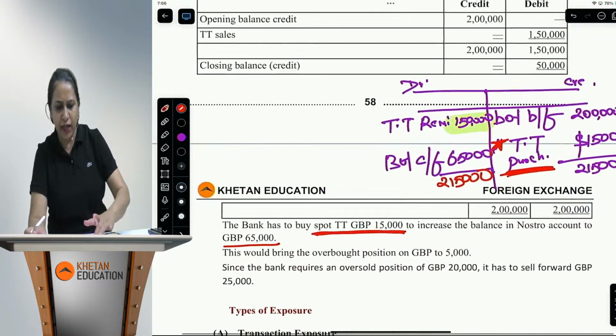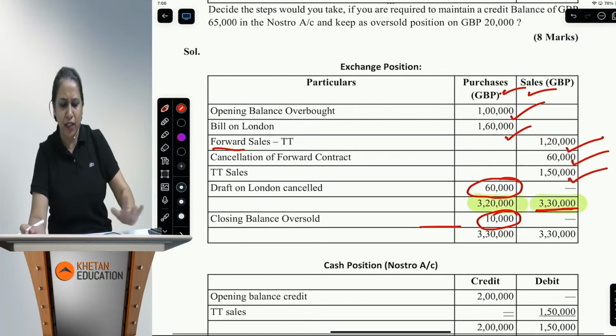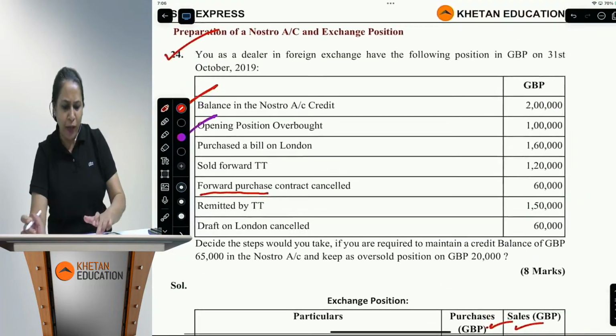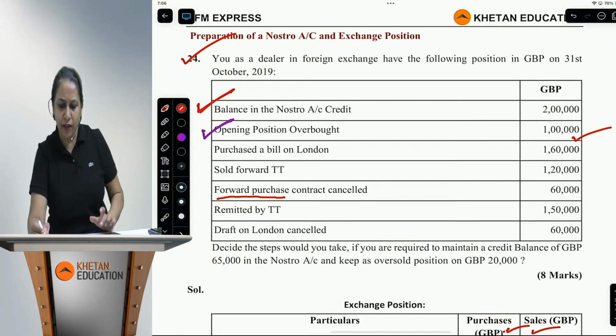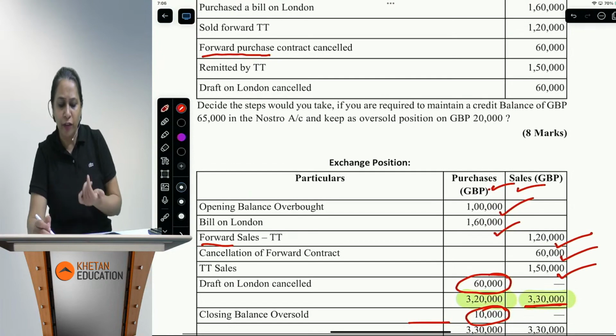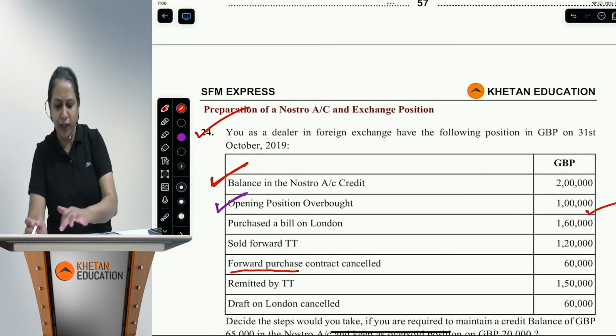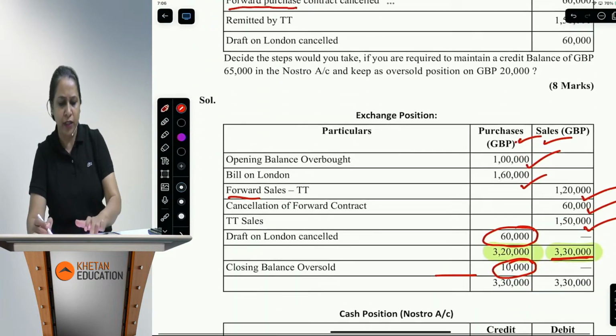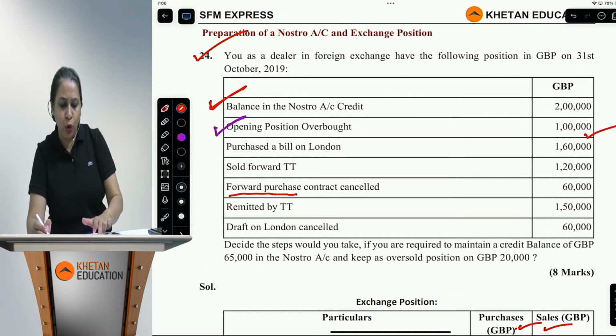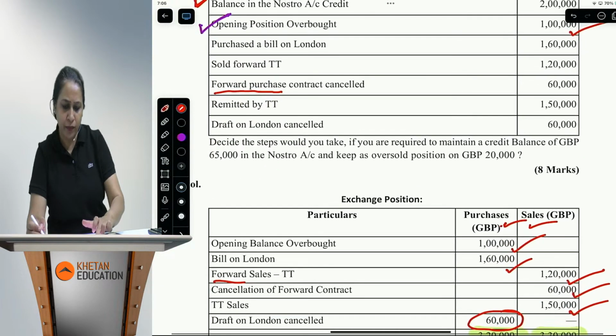Harsha, you did not understand. Exchange position is nothing. Look at this, carefully. Opening balance overbought 1 lakh, purchase column. Overbought will go into the purchase column, correct? Then purchased bill of London 1 lakh, again 1,60,000. Then they say sold forward TT. So TT sold forward in the sales column 1,20,000.